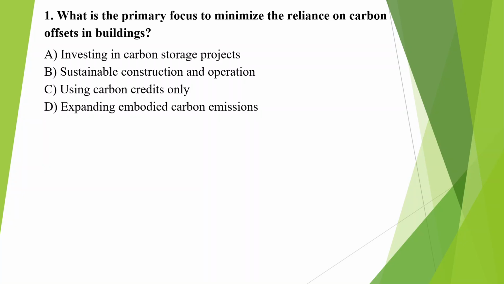These offsets should be used only for unavoidable emissions. The main priority is to reduce energy demand or move away from fossil fuels and adopt 100% renewable energy sources. This is our primary focus, which is well explained by the sustainable construction and operation option. Out of the four options, if you try to eliminate, the other three options will get eliminated, and the most appropriate answer will be sustainable construction and operation, which helps in minimizing the reliance on carbon offset in buildings. So B is the correct answer, and all of you who answered have marked it correctly.